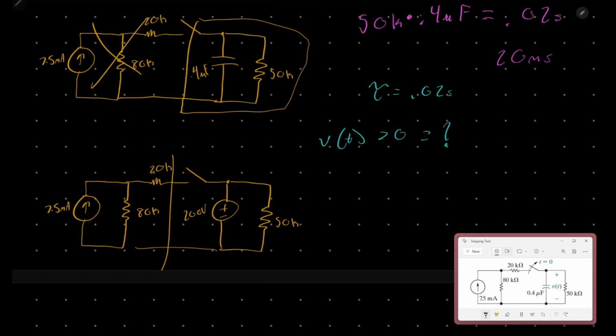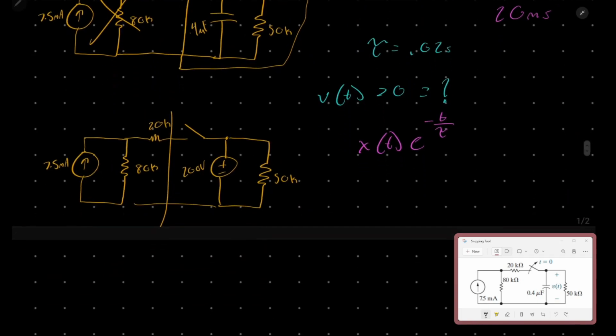Okay, and then we can just... actually, no, we don't even need to do that, because the circuit is quite simple. We can just go straight to writing v of t. So the form of the equation that we're going to be writing is x of t e to the negative t over tau. So that's the form that we want.